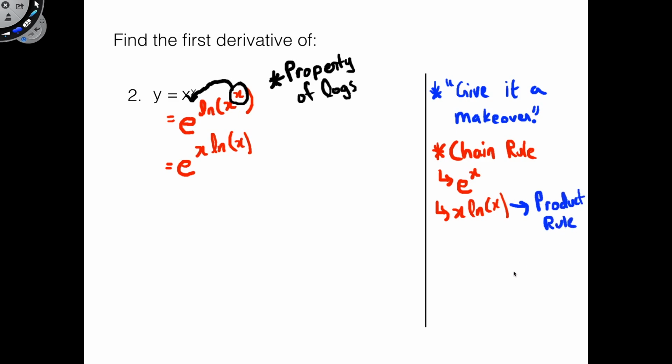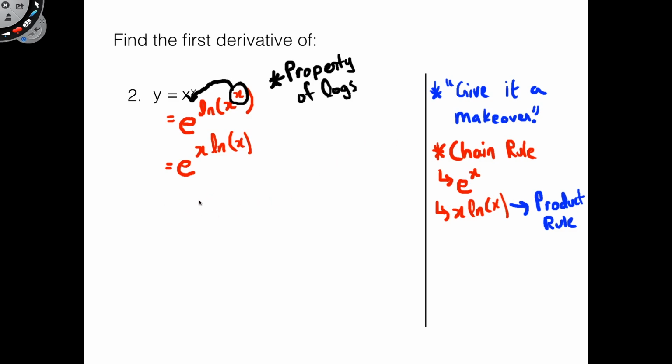So this question really incorporates 2 different rules. We're going to need to use a product rule and a chain rule. That's why I really liked this problem and decided to incorporate it in this video: not only is it a little bit of thought to give it a makeover, but it also involves 2 different rules. So that's what we're going to do right now, okay?